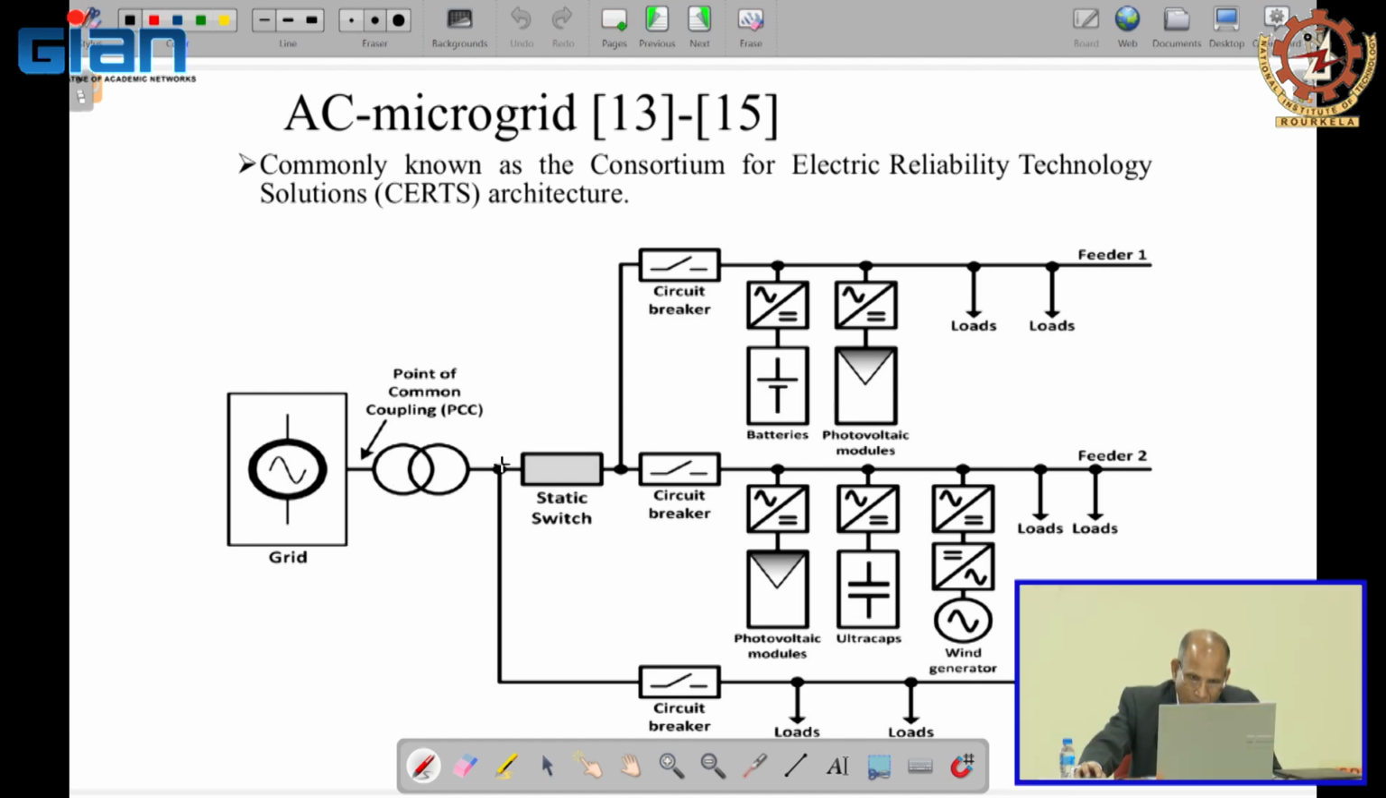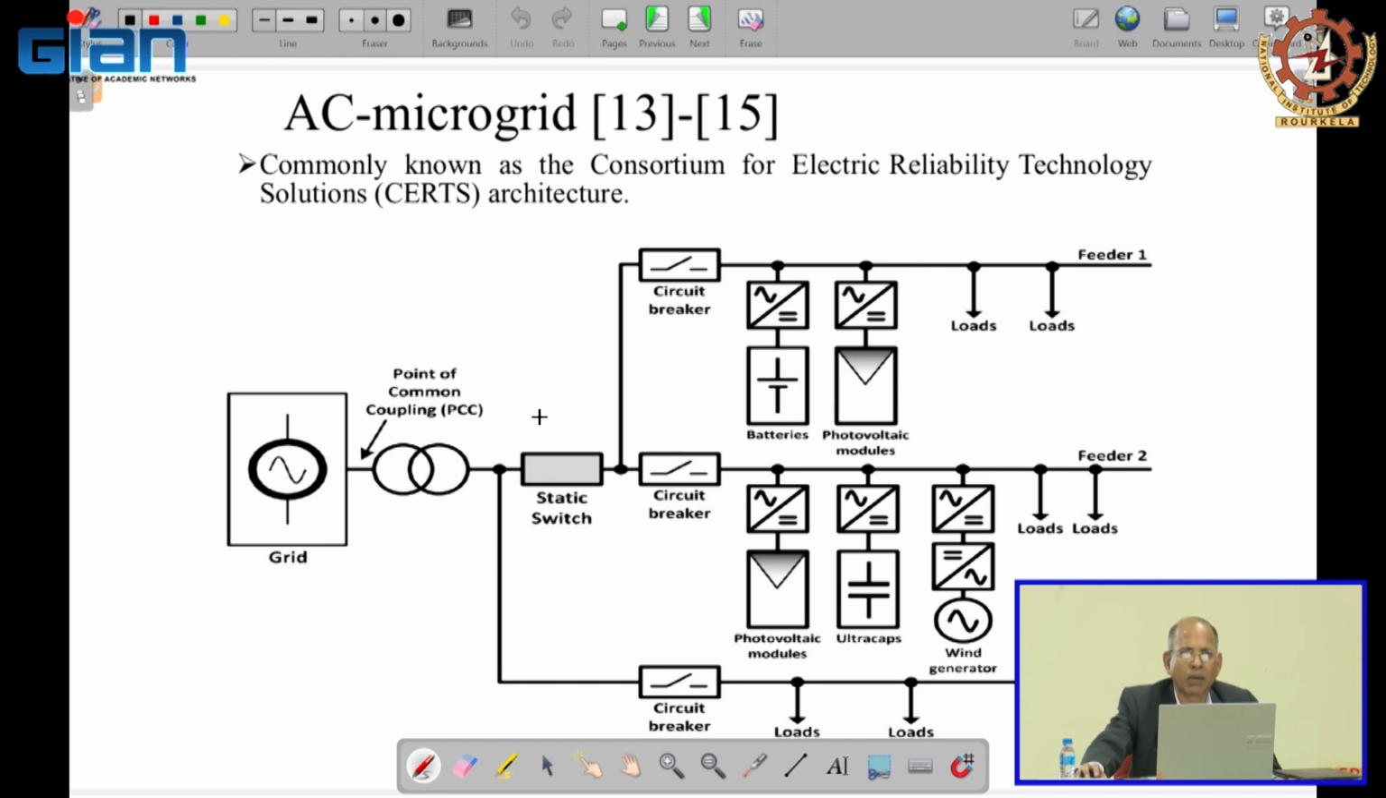Then of course your breaker system in terms of a circuit breaker, and then of course the static switch, even if you have to switch power between these different circuits. This static switch can be automatic, and it can be very fast as well.